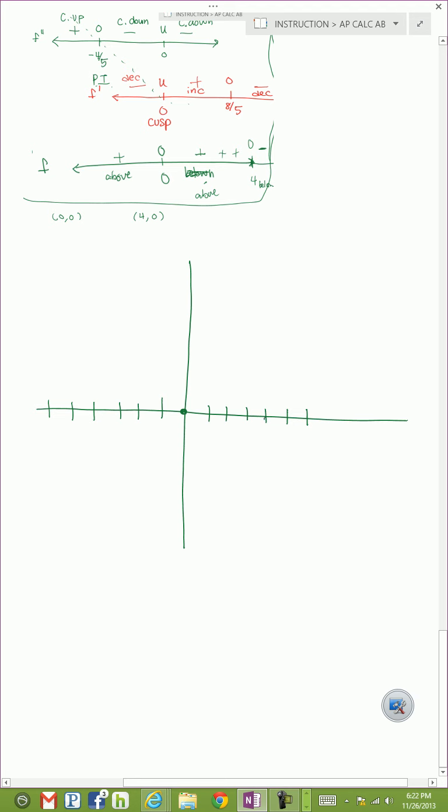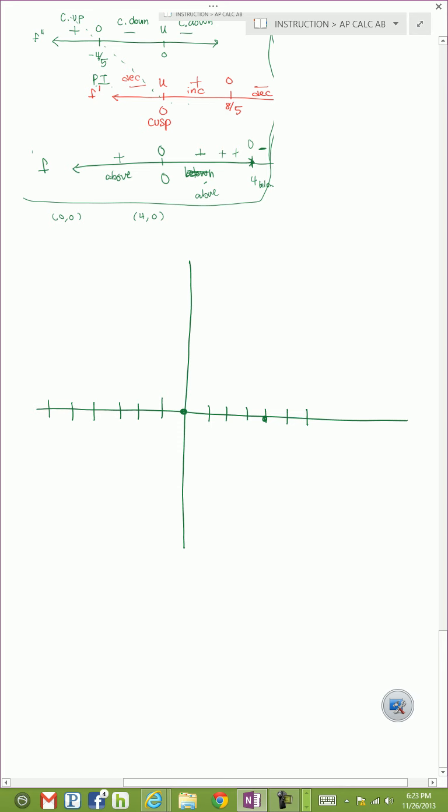1, 2, 3, 4. So here's my point. And then from now on, you really are just using all this information. Now, for some of you, what really might help, you see these other x values, 8/5, -4/5. You could use those to find the y values, and then you would have exact points also. So, how do you put all of this together? Well, -4/5 would be right around here, so just keep that in mind.